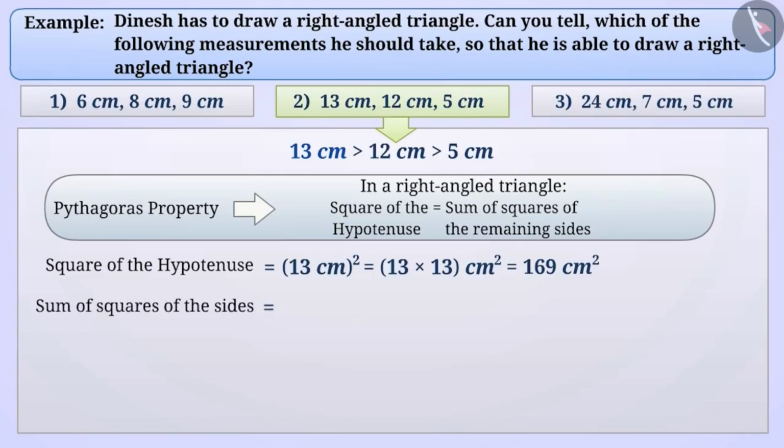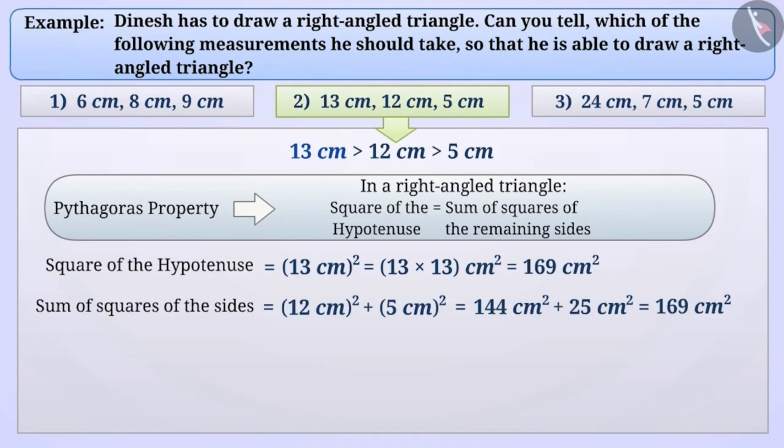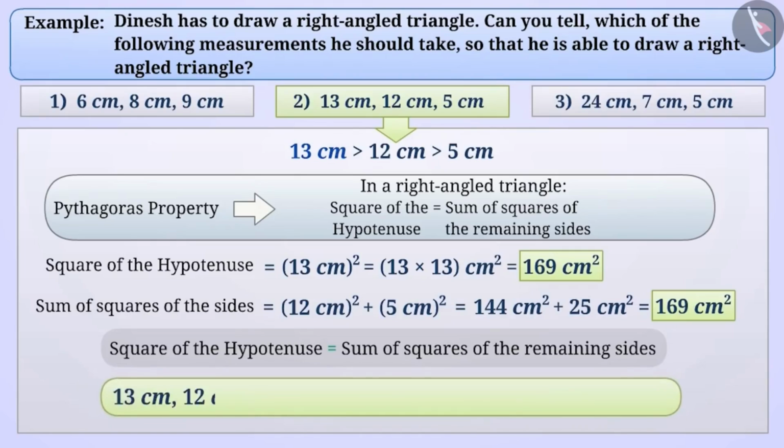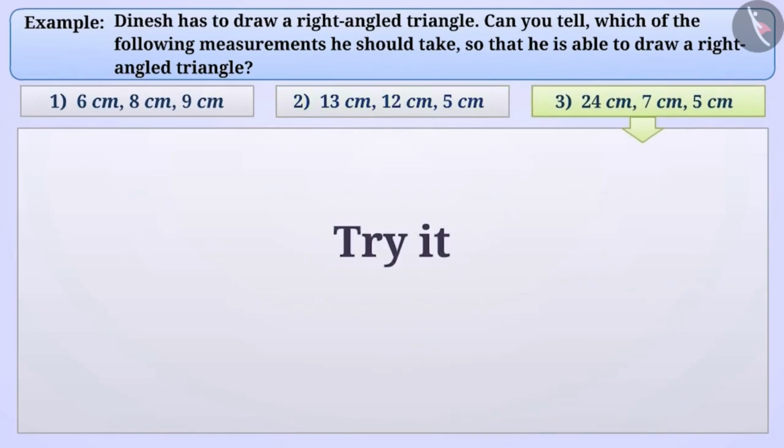And the sum of the squares of the remaining sides is equal to 12 cm square plus 5 cm square, which is 144 cm square plus 25 cm square, which is equal to 169 cm square. Here, since the square of the hypotenuse is equal to the sum of the squares of the remaining sides, 13 cm, 12 cm and 5 cm can form a right-angled triangle. Similarly, check yourself as to whether a right-angled triangle can be formed by the measurements given in the third statement.